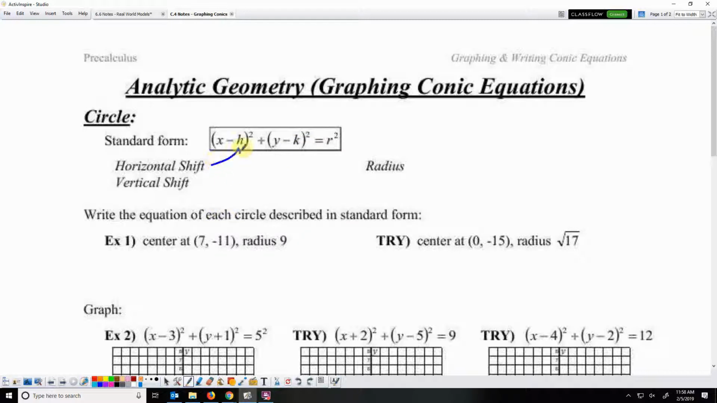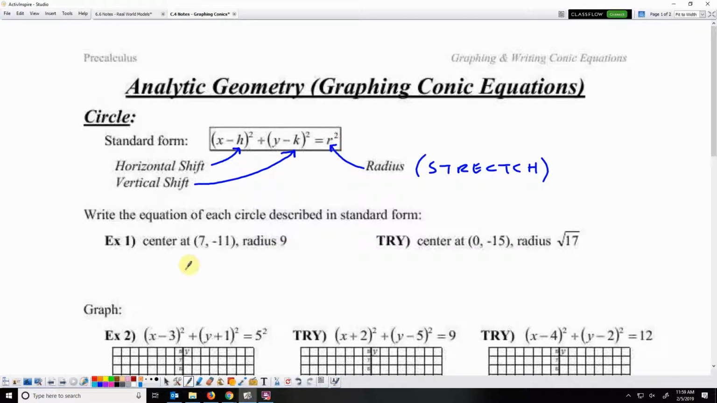That h is the horizontal shift, so how far it's shifted left or right of the origin, and k is the vertical shift, how far it is shifted up or down from the origin. And that r is your radius, which is also the stretch. In a circle, a horizontal stretch and a vertical stretch, or a dilation, is the same. Horizontal and vertical stretch is exactly the same, which is what makes it a circle. And I'll show you later in the equation how that actually represents both different stretches.